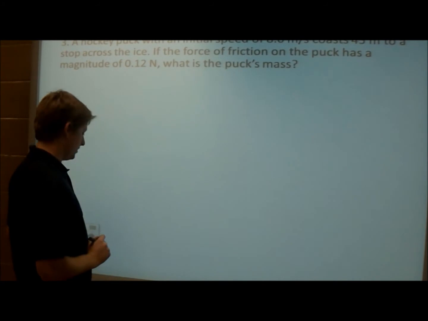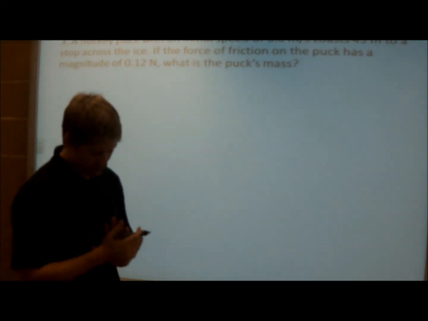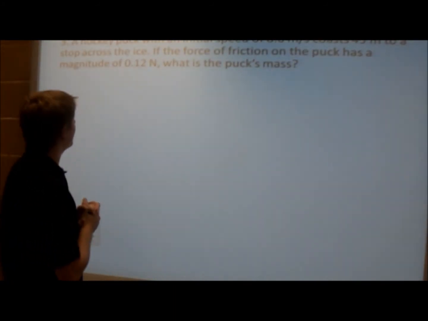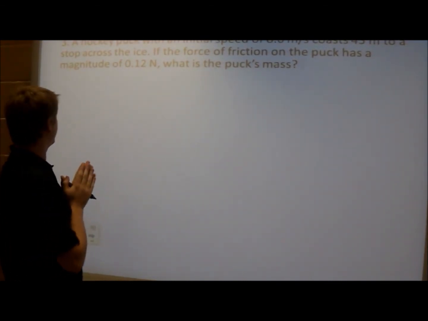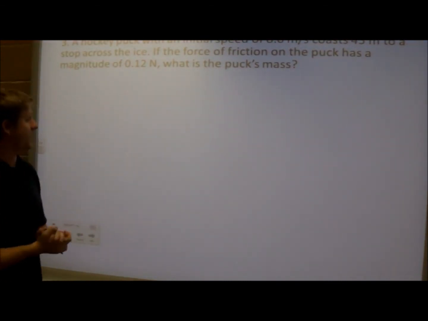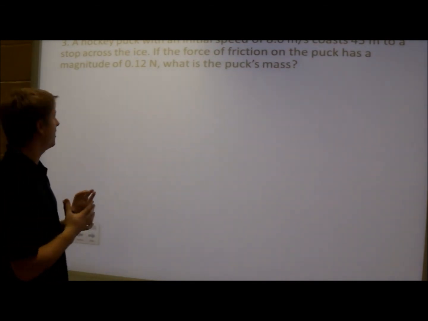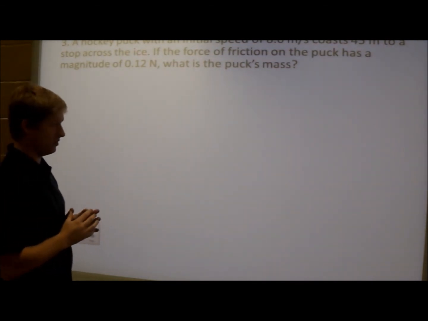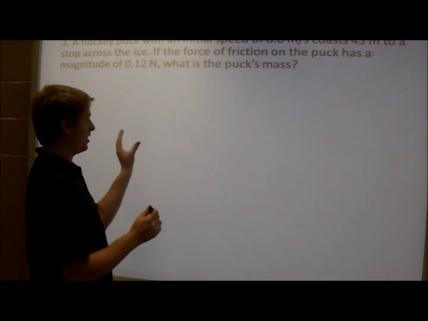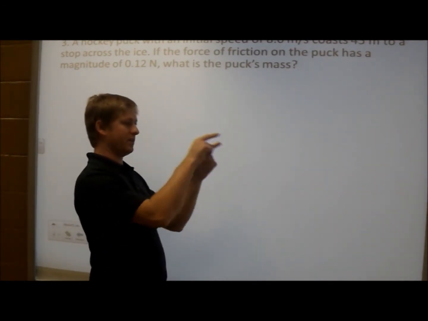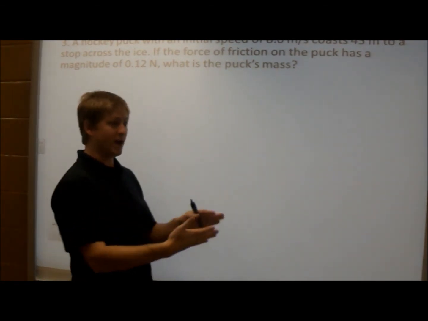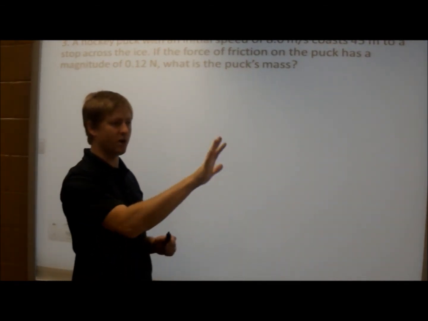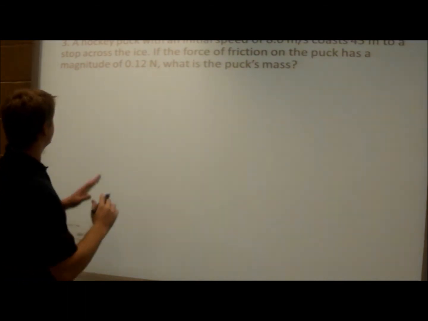All right, the last one and the most fun one that we're going to have today. We have a hockey puck with an initial speed of 8 meters per second that coasts 45 meters to a stop across the ice. If the force of friction on the puck has a magnitude of 0.12 newtons, what is the puck's mass? The puck's traveling this way. If the puck's traveling this direction and slowing down, which direction is the force? If it's slowing down, it's going to be opposite the direction that it's going. That'll be important later.